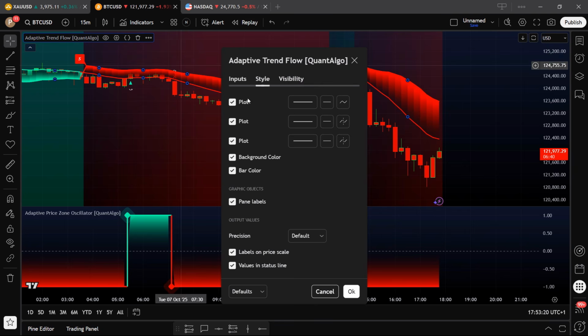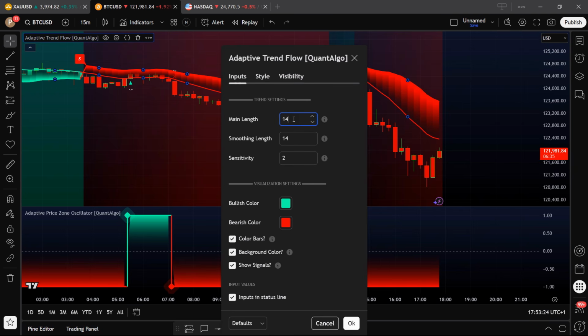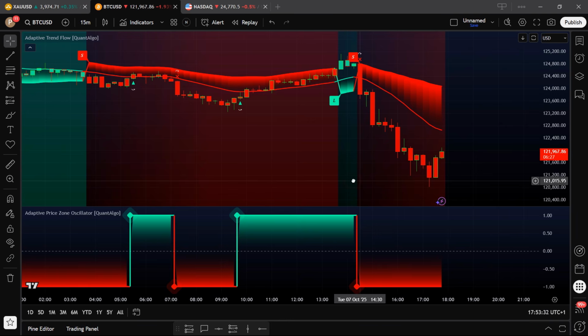Change the main length to 14. Change the smoothing length to 21. Click OK. The setup is complete. Now for the simple rules.